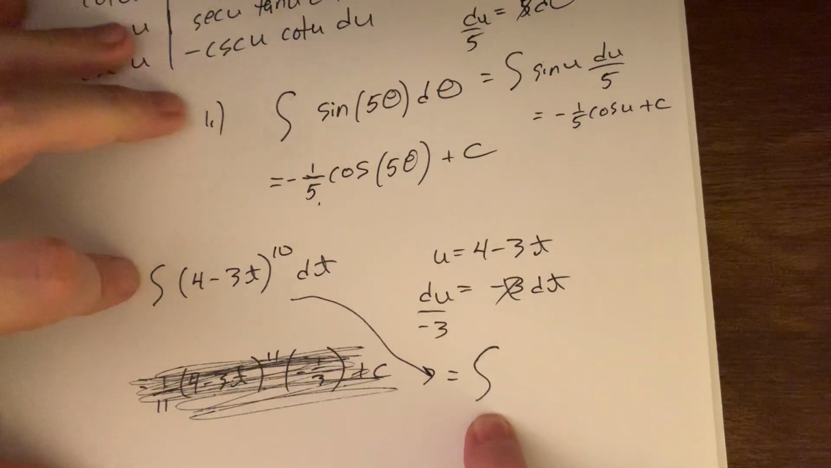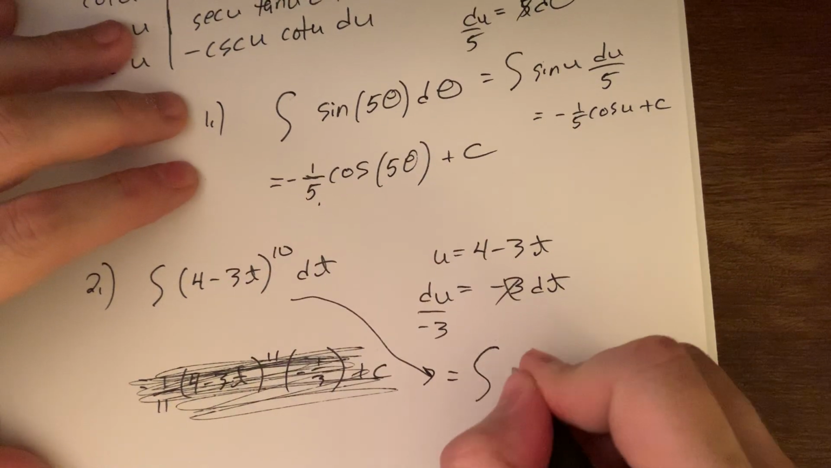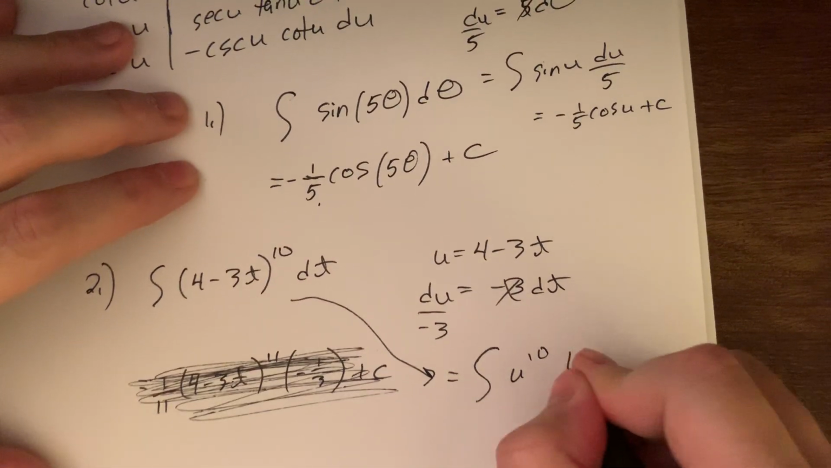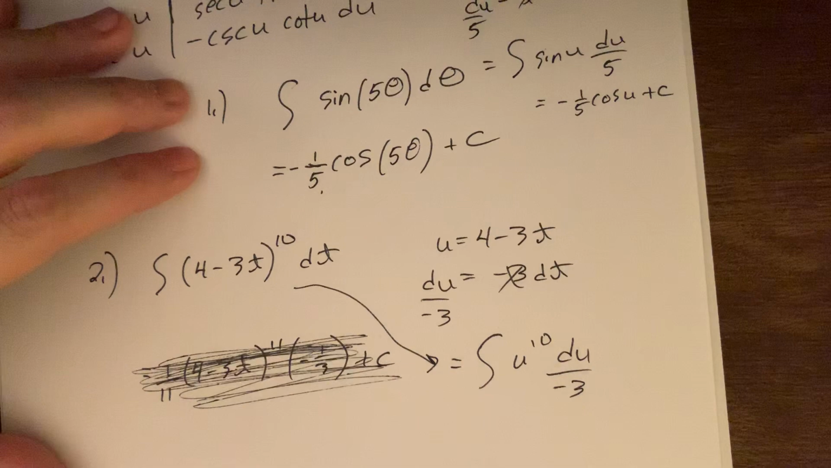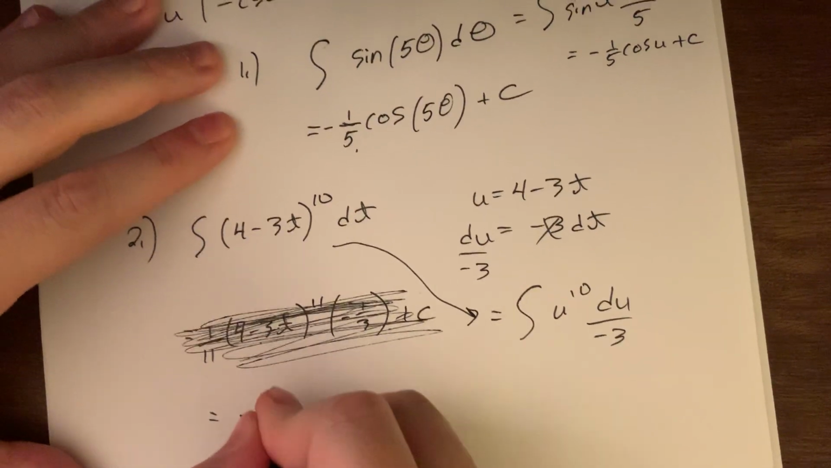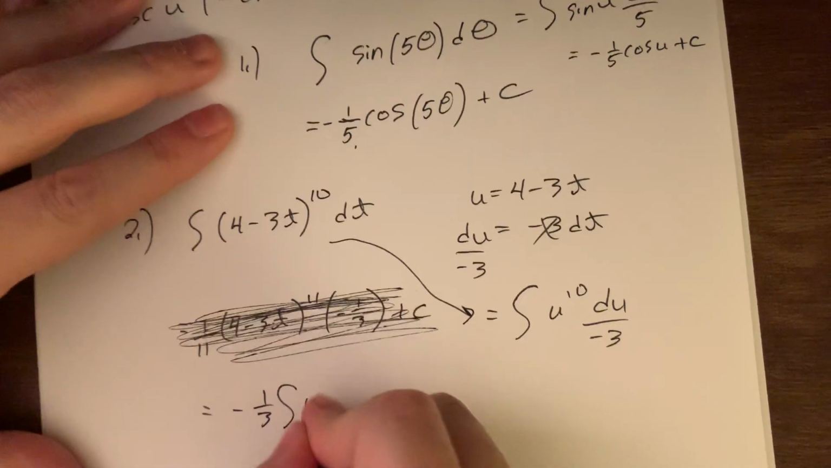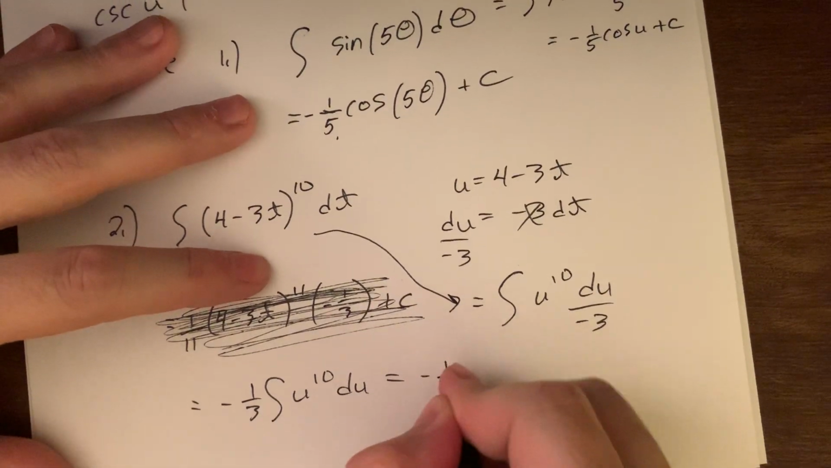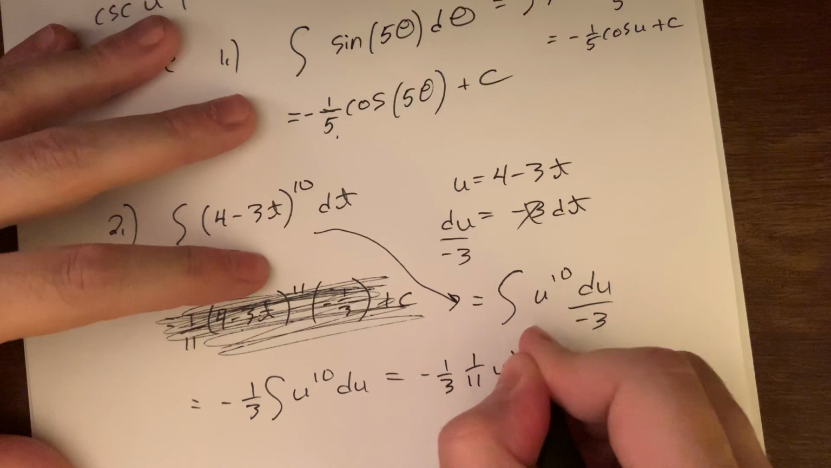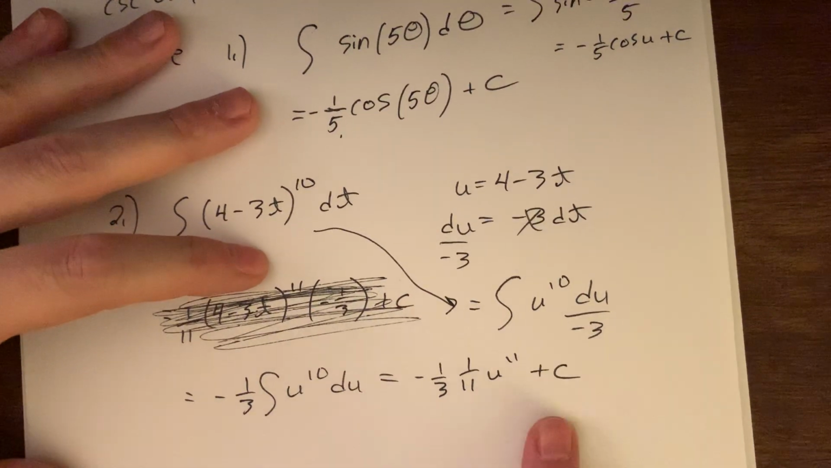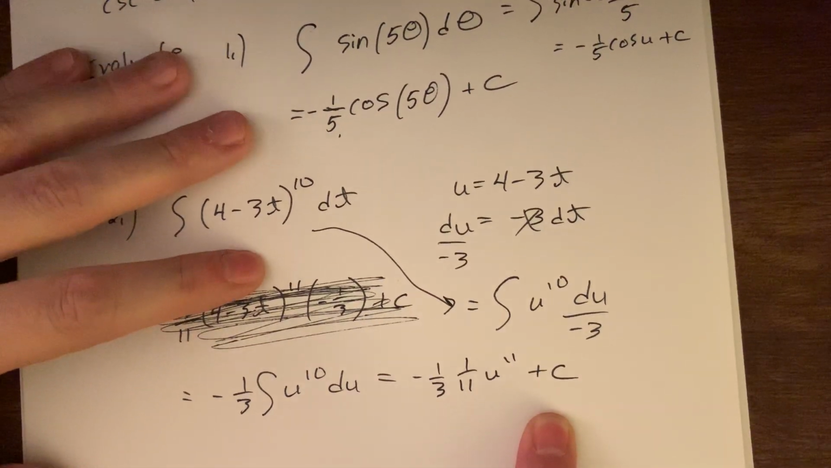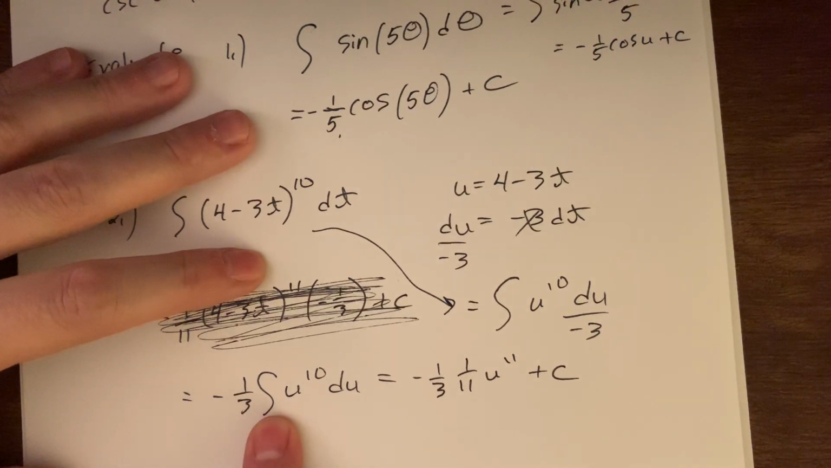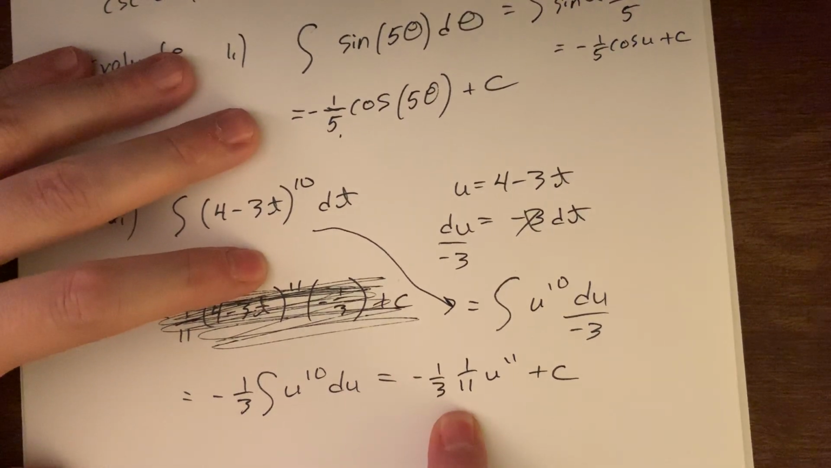So still keep my antiderivative, and yep, now this is u to the 10th, but now I get a du divided by -3. So that is a -1/3 out in front, u to the 10th du, -1/3, 1/11th, u to the 11 plus c. It's a new technique, but notice, just like we've always said, the integral sign drops when you take the antiderivative.